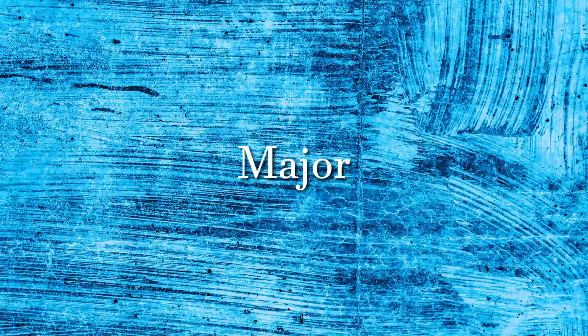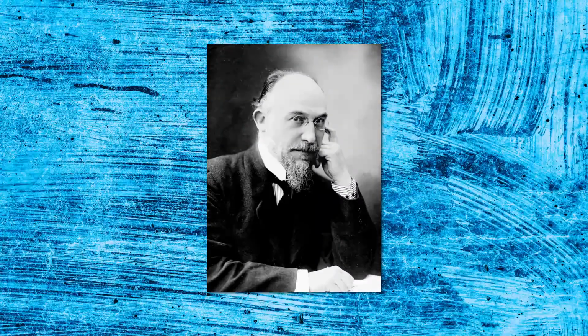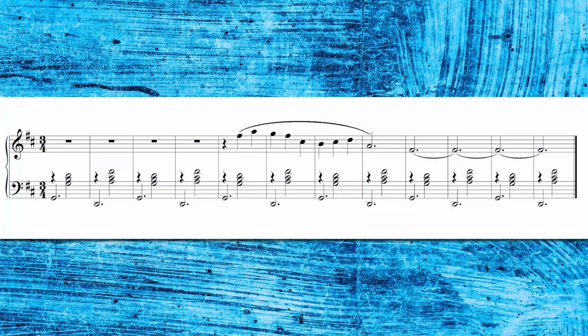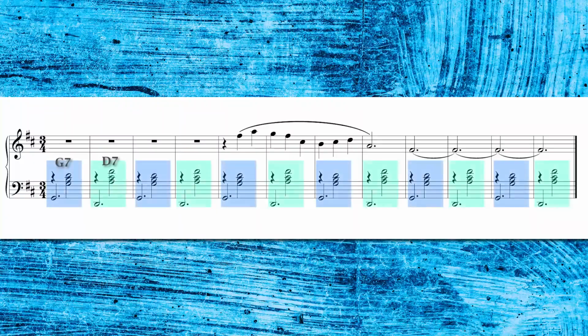Shifting our focus to the major 7th chord, a notable example is Erik Satie's Gymnopédie No. 1, where major 7th chords are used for their sound rather than functional harmony, evoking a mix of happiness and longing.